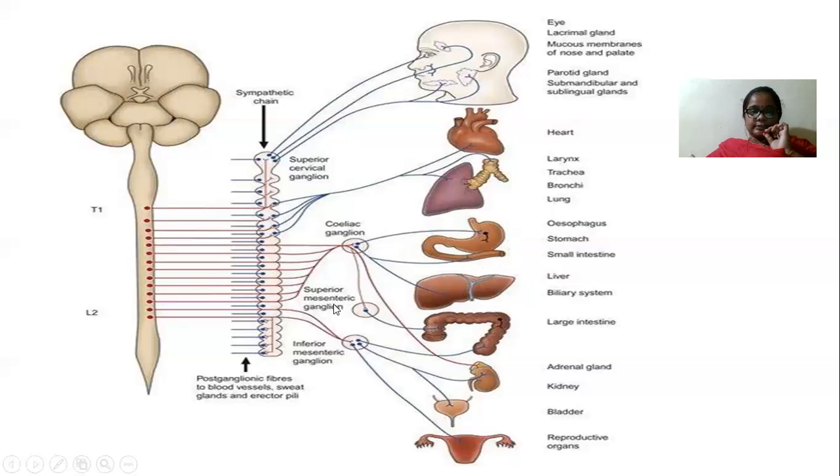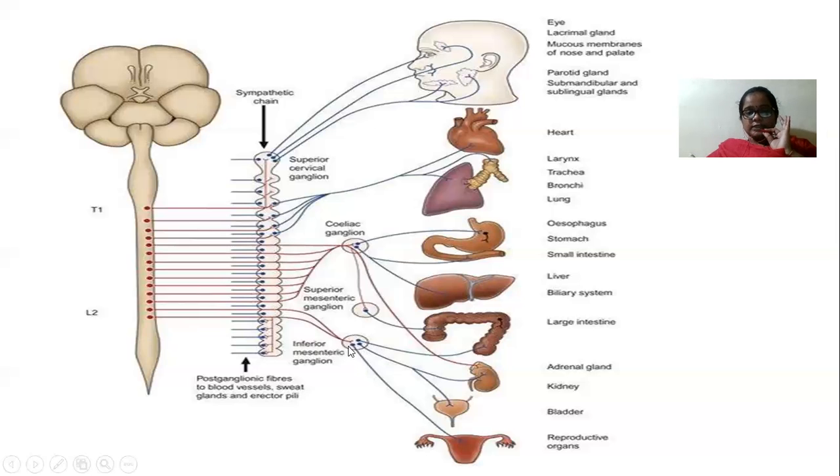Next one is T12 and lumbar 1 and 2. The sympathetic preganglionic neurons from T12 and lumbar 1 and 2 segments make a synapse with the postganglionic neurons in a special region, the third part of the prevertebral ganglia, that is the inferior mesenteric ganglion.